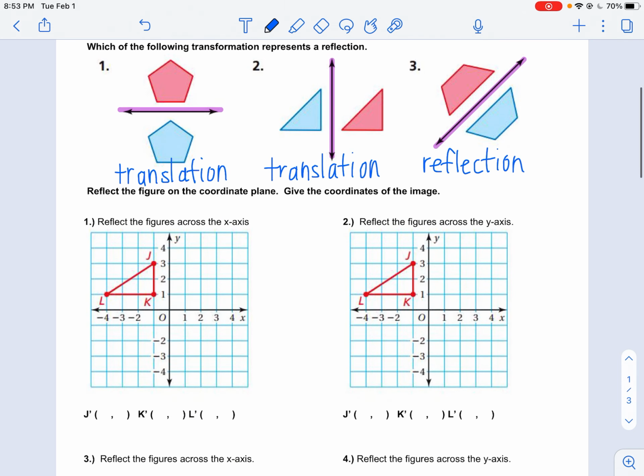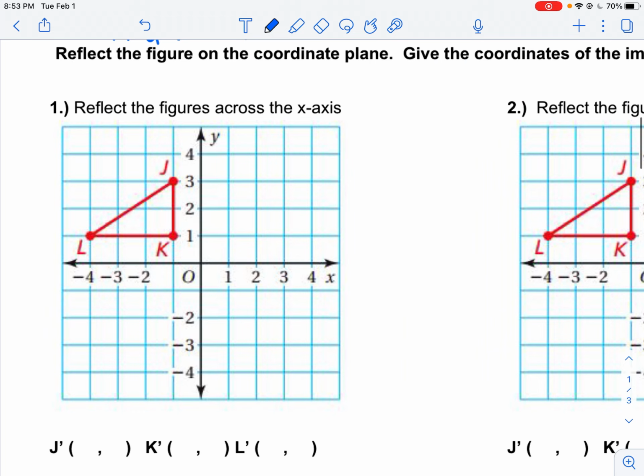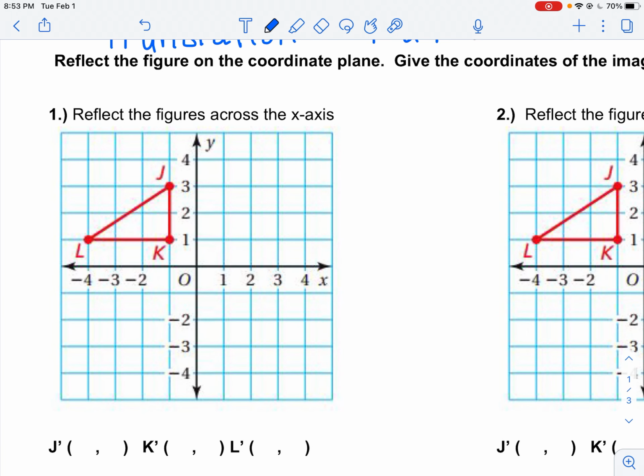So now let's use that definition to apply it to a coordinate plane. So each coordinate plane is going to have a figure already drawn on it, and this one is JKL. You are going to flip it according to the directions. So in this one, it says to flip the figure across, or reflect the figure across, the x-axis. So let's highlight our x-axis. Pretty important because we don't want to end up flipping it over y. So we know that we are going to take this image and flip it over and down into quadrant 3 over x.